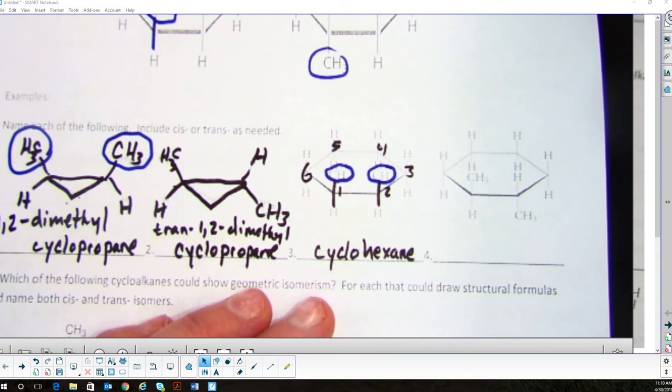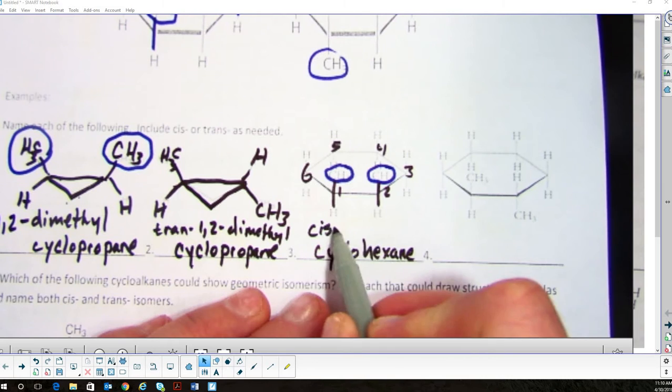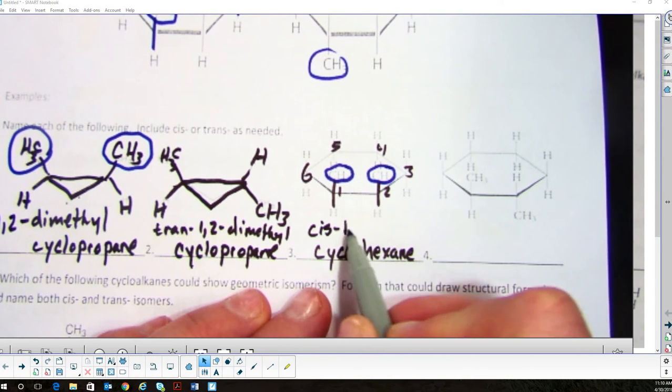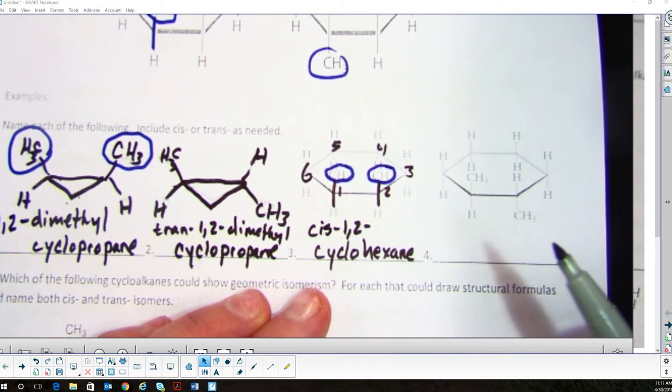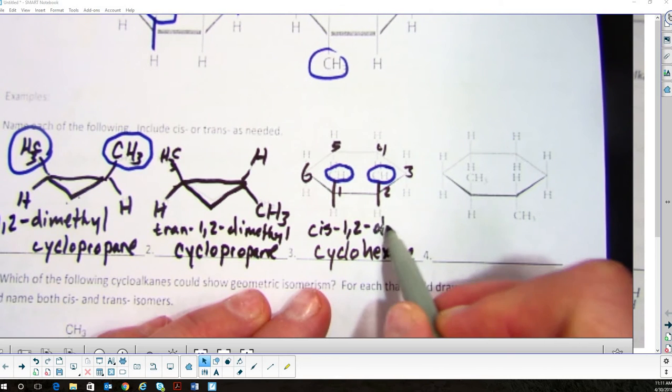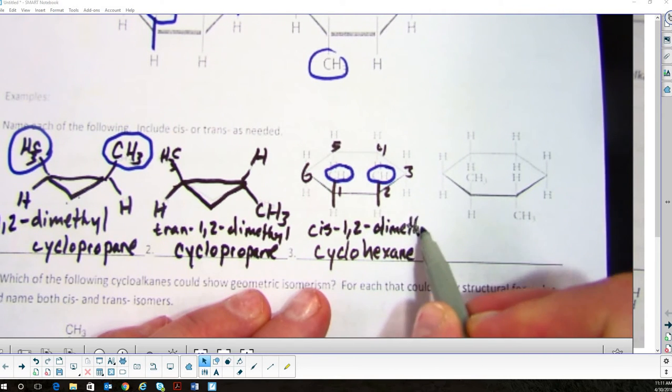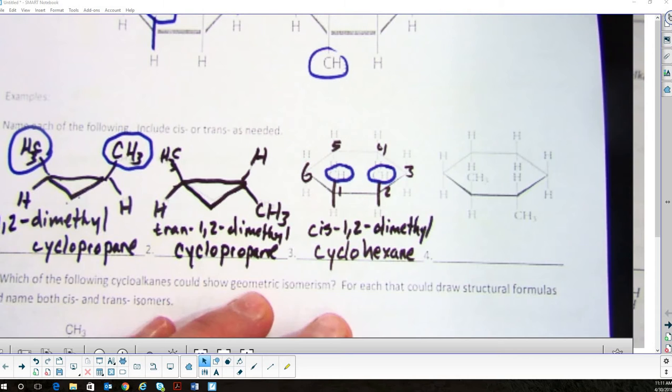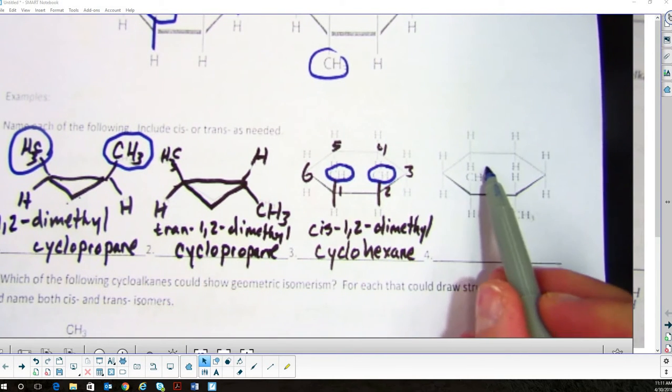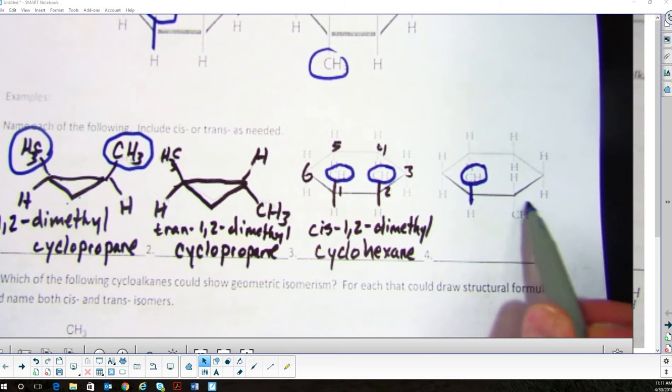Okay, so what is this named? Cis, good, because it's the same side. 1, 2, dimethyl. Would you do number 4? See if you can do number 4. I'm just going to circle a couple things for you.